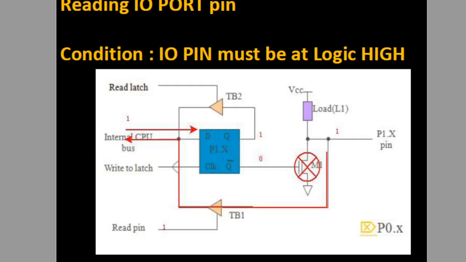Now let's see how to read an IO port pin. There is again a condition that is supposed to be maintained when you read a value from a port. When you are configuring the port as input, care is to be taken that the pin should be at logic high. That means you're supposed to write a logic 1, as in the earlier case. And once you write a logic 1, this MOSFET is disabled, so internal VCC through the pull up is connected to the IO pin.